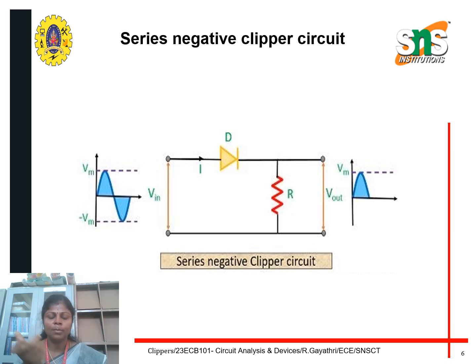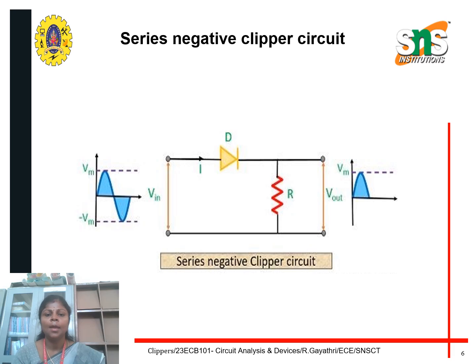Whereas for the series negative clipper circuit, the diode will be in reverse direction, and it has a resistor which is used to resist the flow of current. The input signal will be a sinusoidal signal, which has a positive half cycle and a negative half cycle. In the series negative clipper circuit, the negative portion will be clipped off, that is, the negative portion will be removed and the positive portion, 0 to Vm, will be present the same as the input signal.